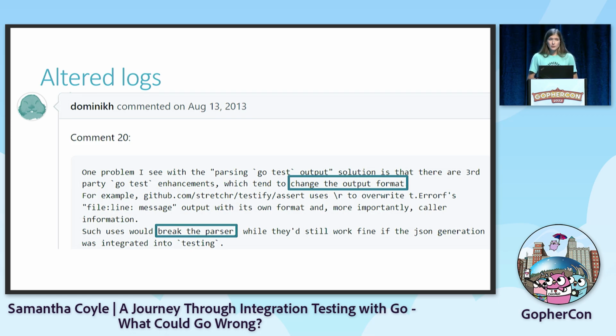So this comment from 2013 shows that there are third-party Go test enhancements that change that output format. Add characters, remove characters. So that next line, right here, it shows that the assert package adds \r's if you have t.Errorfs. And they further touch on how this would break that parser. Well, that sounds familiar, right? We have a parser and it's breaking for our validation engineer.